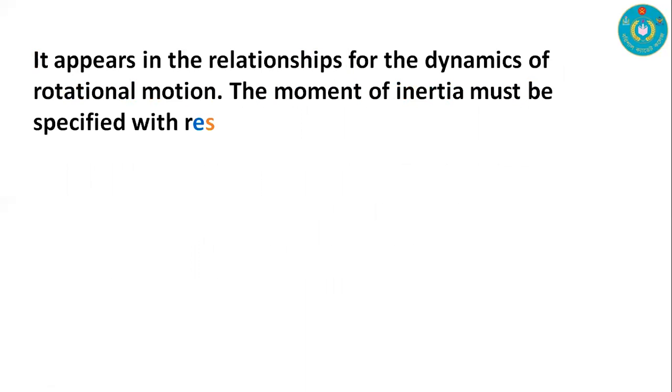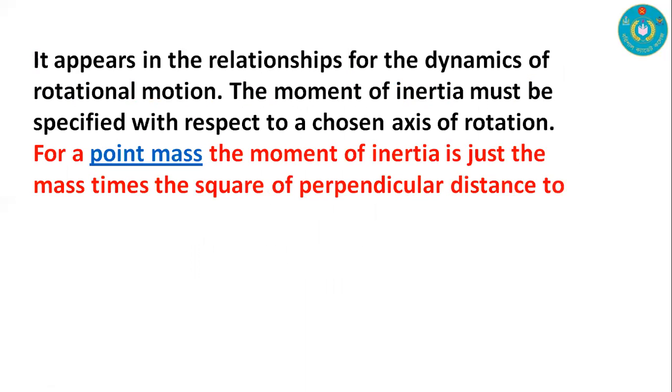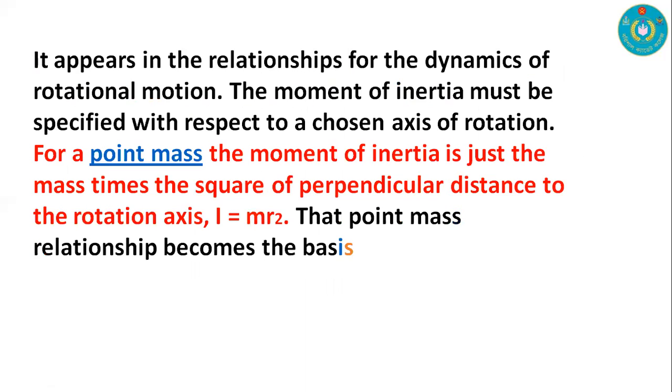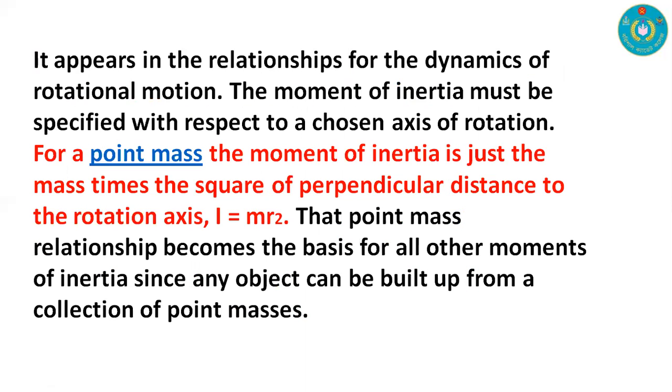It appears in the relationship for the dynamics of rotational motion. The moment of inertia must be specified with respect to the chosen axis of rotation. For a point mass, the moment of inertia is just the mass times the square of the perpendicular distance to the rotational axis. For the point mass, the relation becomes the basis for all other moments of inertia, since any object can be built from a collection of point masses.